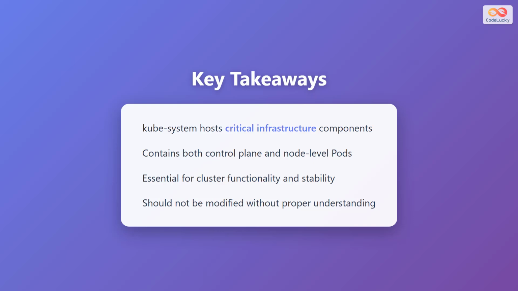Let's recap the key points. The kube-system namespace hosts critical infrastructure components that your cluster needs to function. It contains both control plane components like the API server and scheduler, as well as node-level pods like kube-proxy. These components are essential for cluster functionality and stability. Remember, you should never modify or delete resources in this namespace without proper understanding, as doing so can render your entire cluster inoperable.